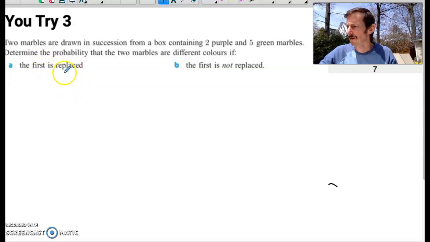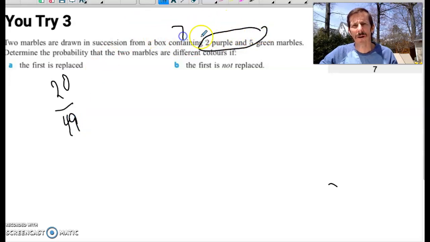Anyway, if you replace the first one, I did this all out on paper, so you try 3. If you replace the first one you draw and put it back, you should have ended up with, let's see, 20 out of 49. The first answer should have been 20 out of 49, because you had 7 total, and no matter what, on the second draw, you're still going to have 7. That's how we get 49.